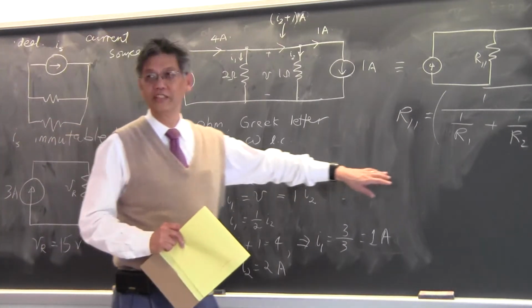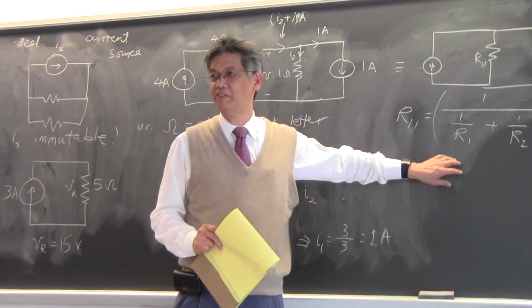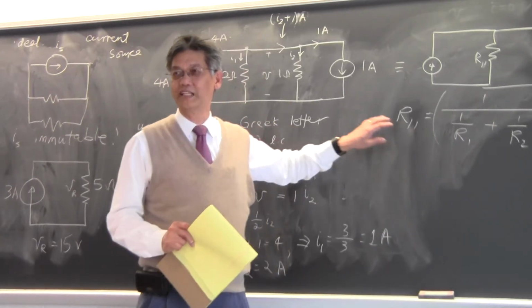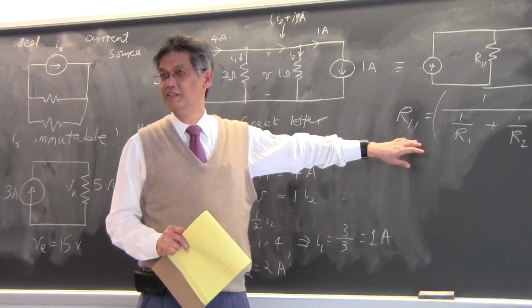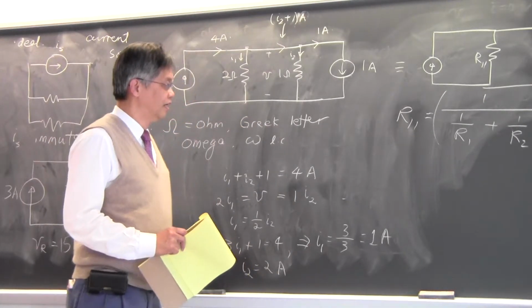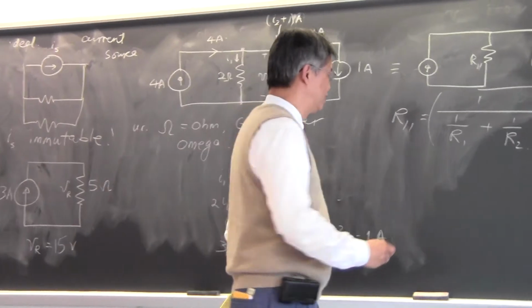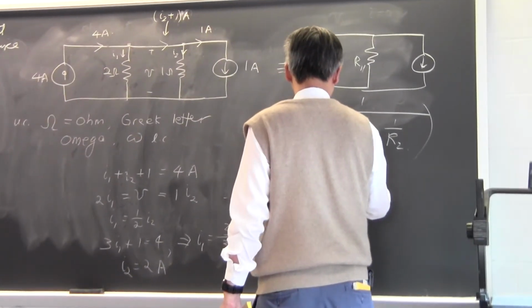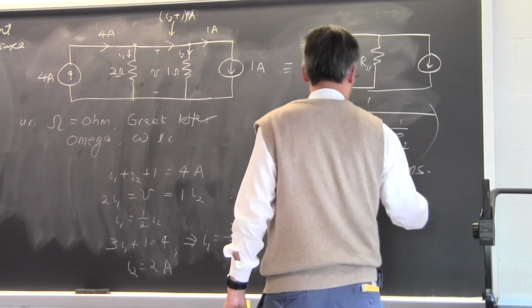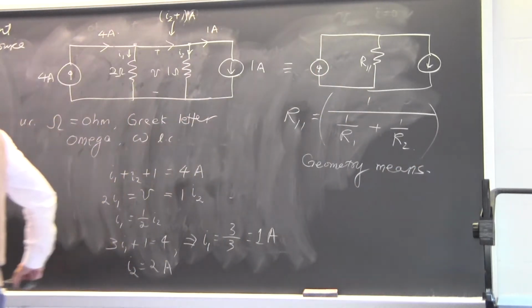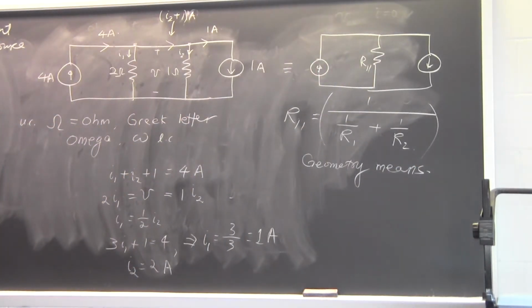I think we'll derive this formula, or maybe it has already been derived for you, but you can go through KCL and KVL and derive it yourself if you want to. This is also called the geometric means of two resistors. So parallel connections are giving rise to the geometric means of two resistors.